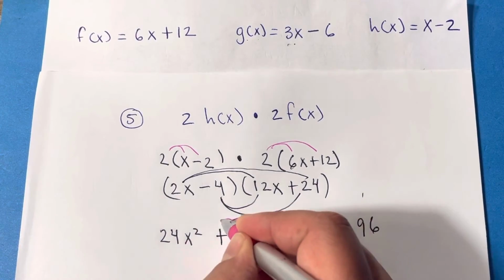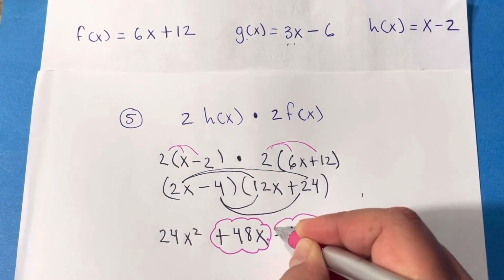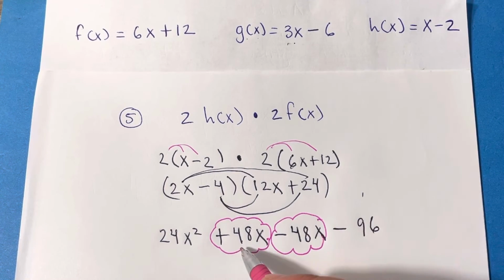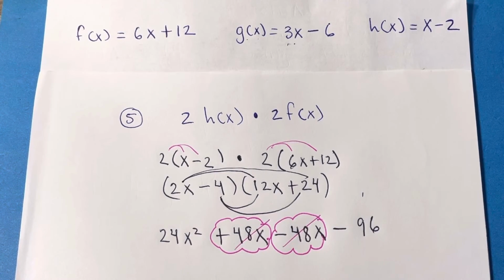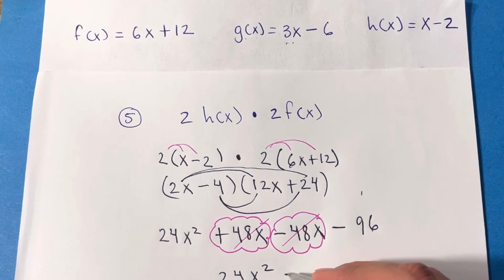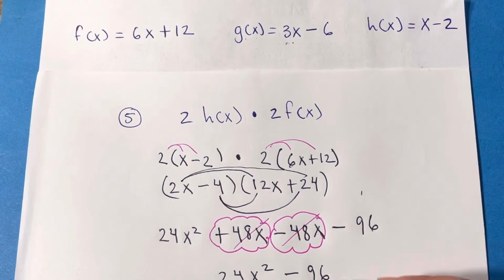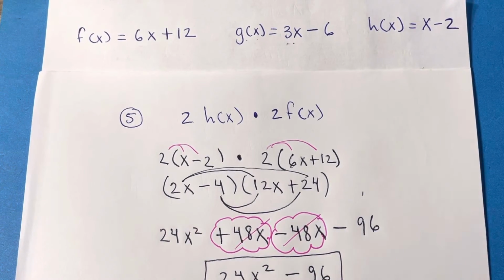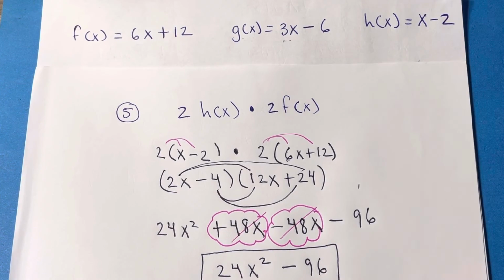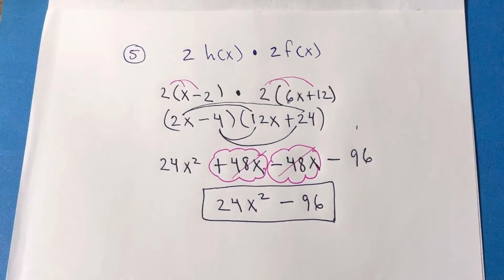Finally, we combine like terms. And what do we notice? We have a positive 48x and a negative 48x, which cancel. And so we end up with 24x squared minus 96. So that will be my answer for this multiplication of multiplications. And you can barely see it. I apologize about that.